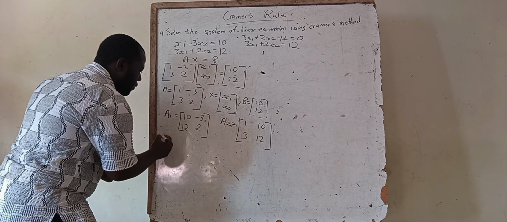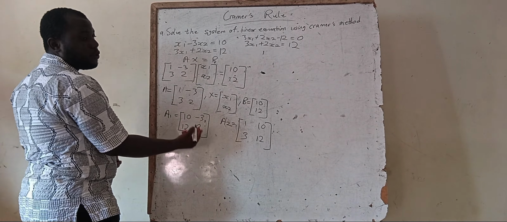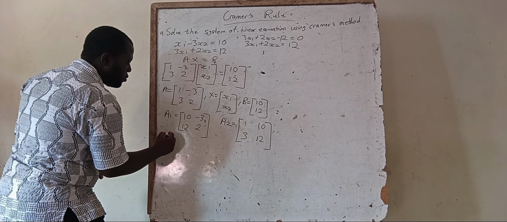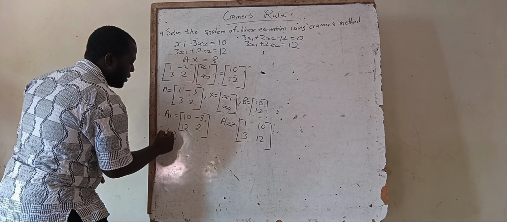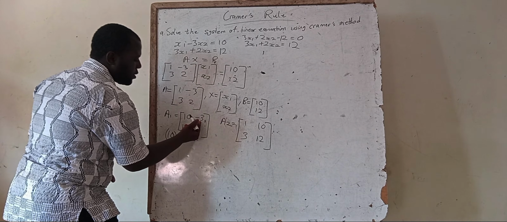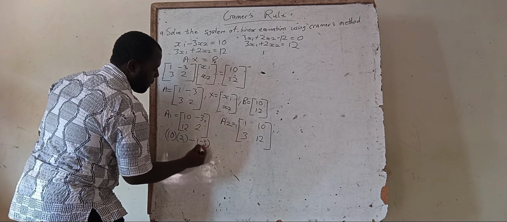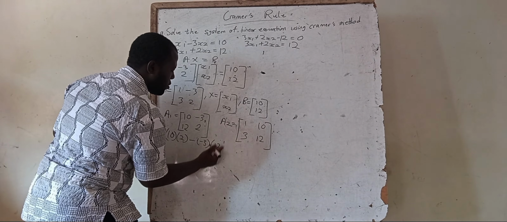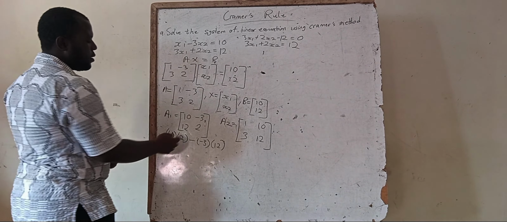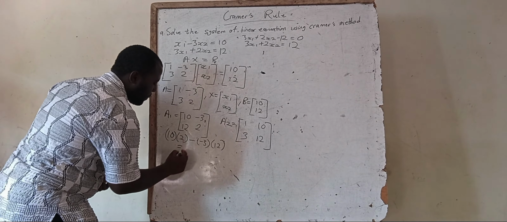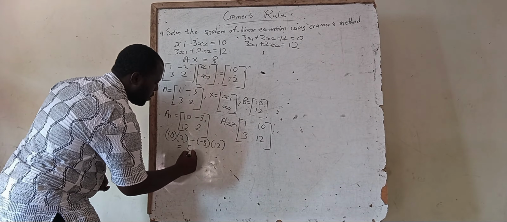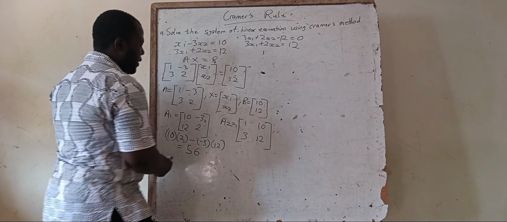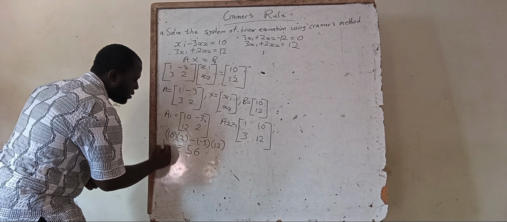The determinant of a 2 by 2 matrix is the product of the leading diagonal minus the product of the opposite diagonal. So 10 multiplies 2, minus negative 3 multiplying 12. When you simplify this, you get 56. This one is the determinant of A1.